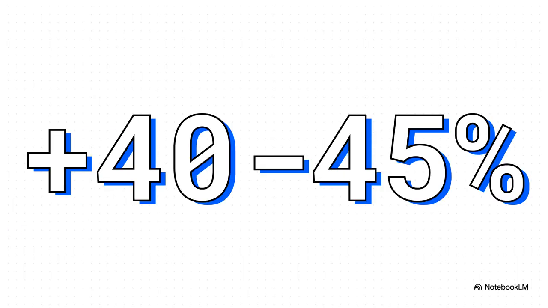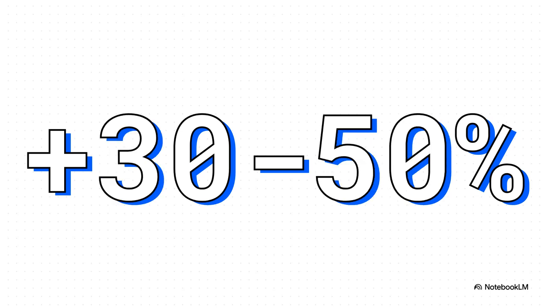Take a look at this number. We're talking about a 40 to 45% increase. What is that? That's the massive expansion of total blood volume during pregnancy. Think about that. The body is creating almost 1.5 times its normal amount of blood. It has to do this to supply the growing uterus and placenta and, of course, to nourish the fetus. And as you can imagine, this has a huge direct impact on the heart.